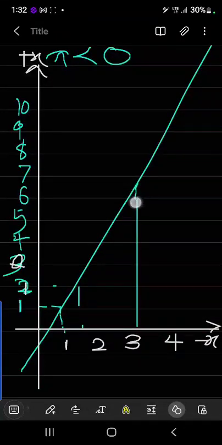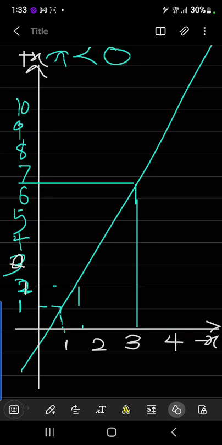Now let me trace it from s is 3. Y is what? Y is in between 6 and 7. That is, as s is increasing, y is increasing. We call this kind of function an increasing function.